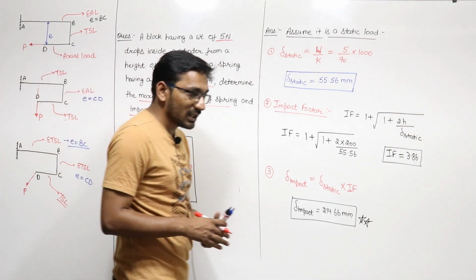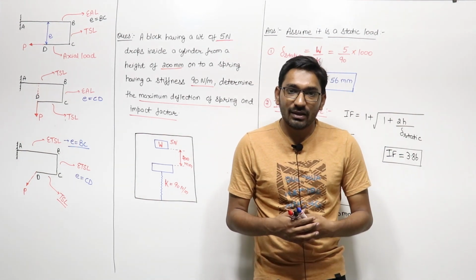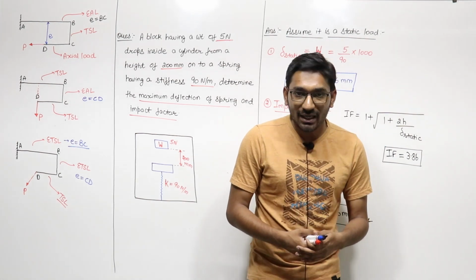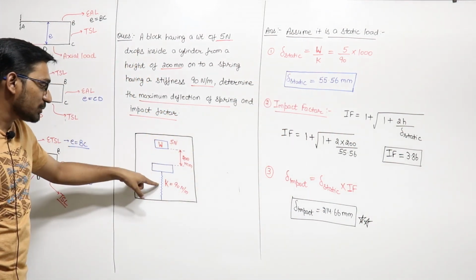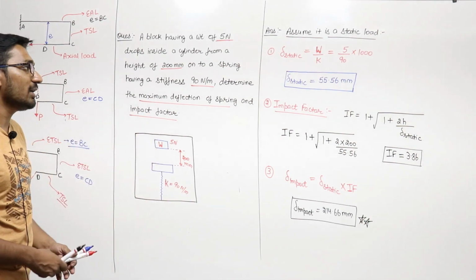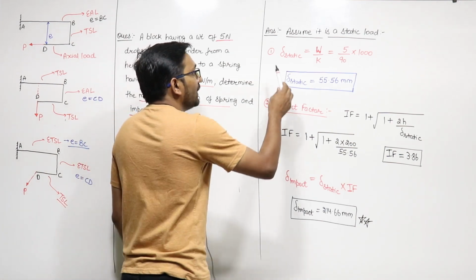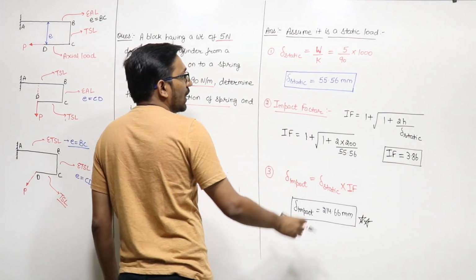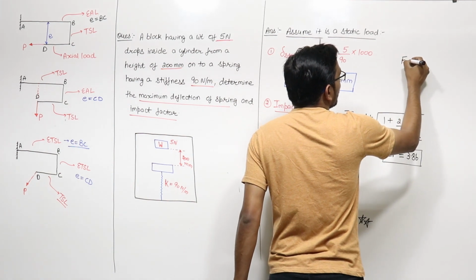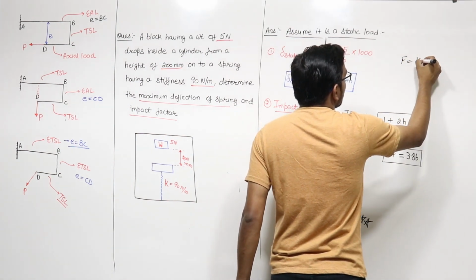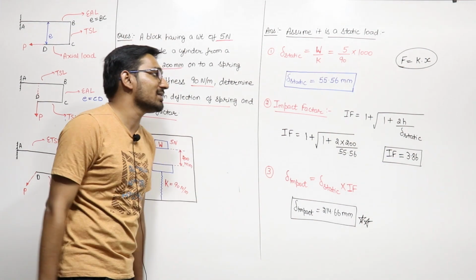We have already seen the procedure to follow when solving impact loading numericals. We assume that the impact loading is a static loading. So assume it to be a static load, which means this 5 Newton acts on the spring in static condition, with no impact loading. If this 5 Newton is applied on the spring statically, the static deflection will be equal to weight upon spring factor, because for a spring the force exerted is equal to the spring factor into the deflection, where X is the deflection of the spring, compression or elongation.